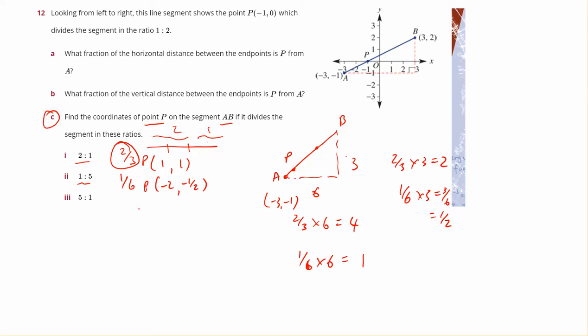For part 3, 5 to 1, out of 6, you want 5. Okay, 5 out of 6. So 5 out of 6 times 6 would be 5, and then 5 out of 6 times 3 would equal 15 divided by 6. These both go into 3, so 3 goes into 15 5 times, 3 goes into 6 twice. Okay. So if I add 5 to -3, I get the coordinate of 2 for the x.